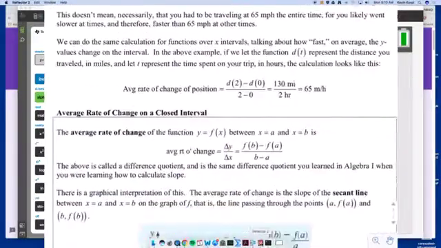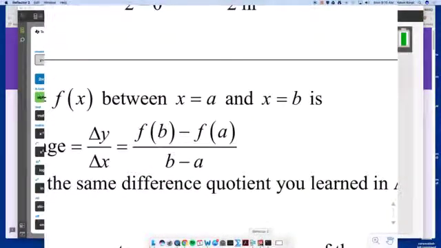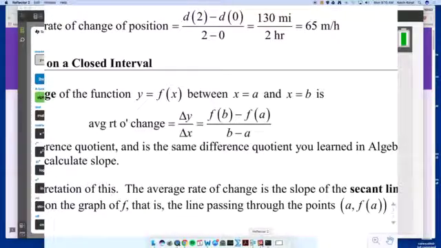All right? So here's the definition. The average rate of change of a function on a closed interval for f of x between two arbitrary values, call it x equals a and x equals b. The average rate of change then is going to be f of b minus f of a over b minus a.